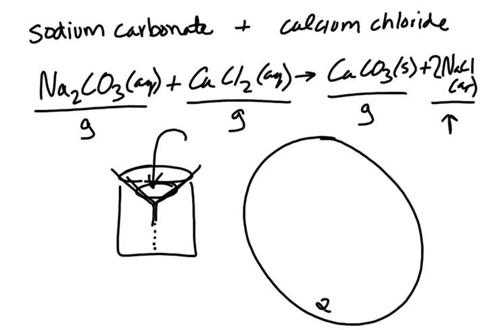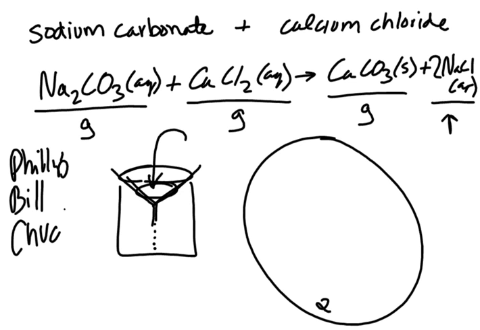So let's say it's me, Bill, and Chuck. I would write 2P B C. That way I know whose filter paper this is, because we're going to set the filter paper over there, and we need to be able to identify whose is who.